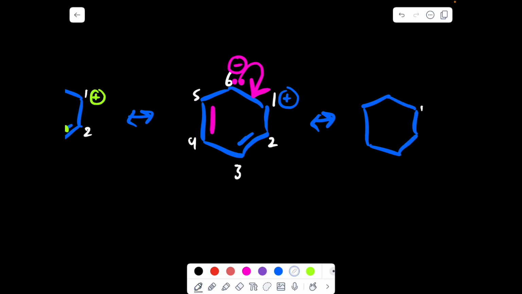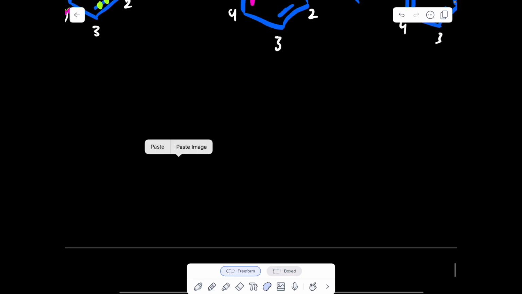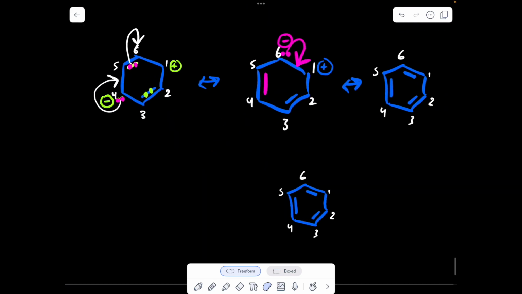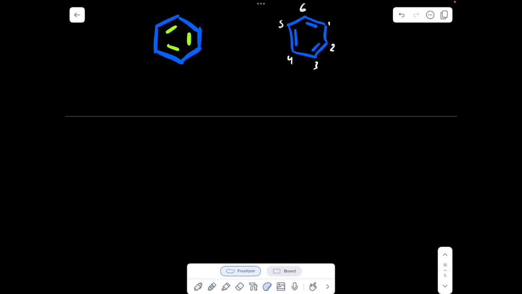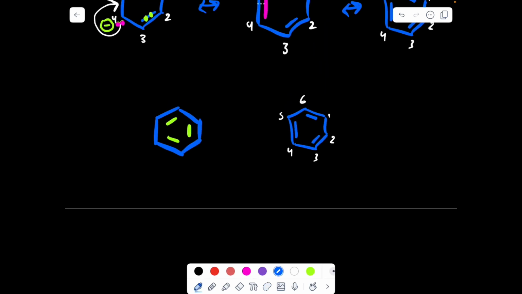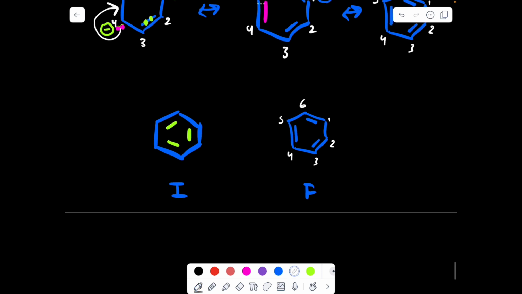a 6-membered ring, 1, 2, 3, 4, 5, 6, with 3 pi bonds. But now there's actually one little difference, okay? So this is our final product. Final. And let's compare it to our initial. This is our initial. Initial. And this was our final. So the pi bonds initially were between atoms 1 and 2, 3 and 4, and 5 and 6. But now the pi bonds are in between 2 and 3, 4 and 5, and 6 and 1.